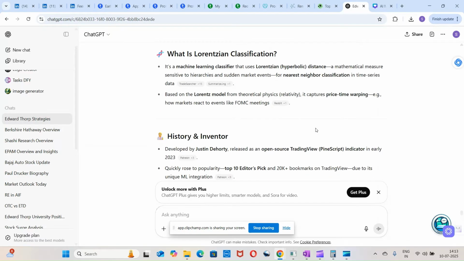So Lorentzian classification is a machine learning classifier basically. It's a machine learning model, and it's a classifier that uses Lorentzian hyperbolic distance. This Lorentzian hyperbolic distance is more of a physics concept. It is used in relativity, but it is applied to financial markets also.